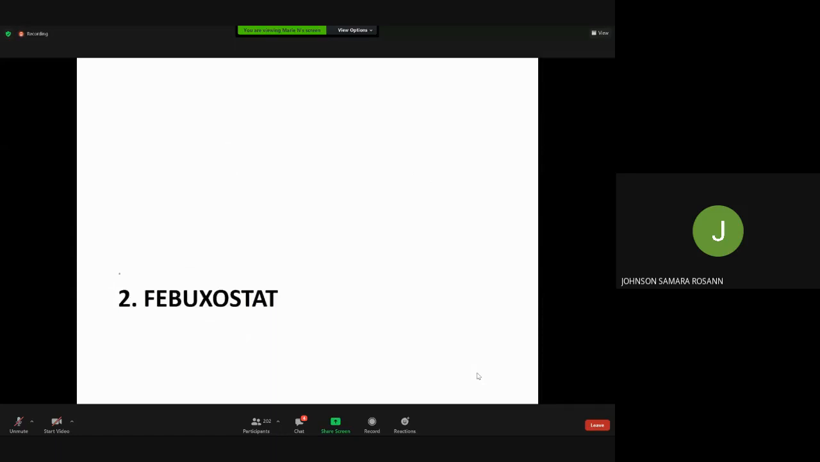I move on to febuxostat. Febuxostat is a newer agent. I think it came out in the last 5 to 10 years. It's rapidly gaining popularity. It works the same way as allopurinol, so it's also a xanthine oxidase inhibitor.